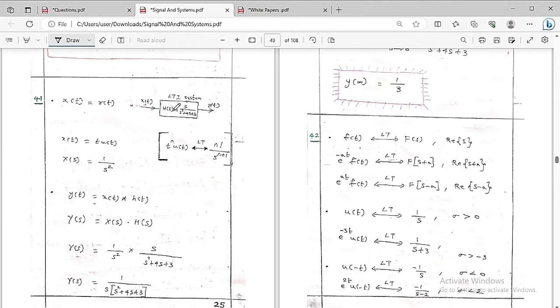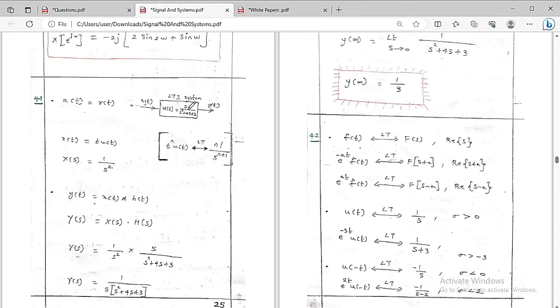The transfer function of this LTI system is H(s) = s/(s² + 4s + 3). The input is x(t), so the output is y(t). The input x(t) given is the unit ramp input r(t). So r(t) is nothing but t·u(t). So x(t) is equal to t·u(t). So what is X(s)?